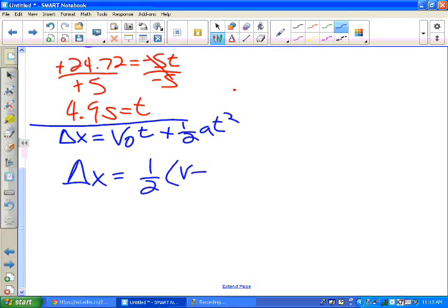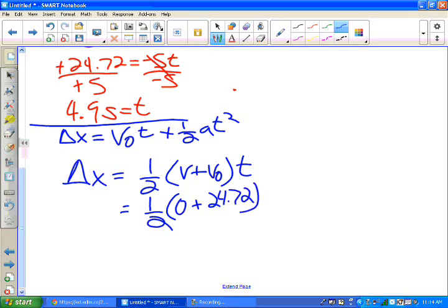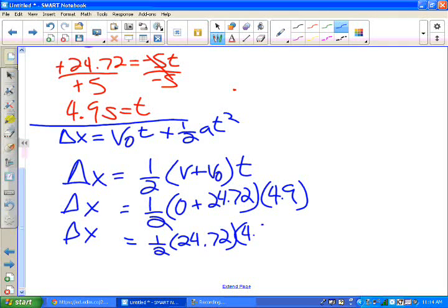But another equation that I might use is delta x equals 1/2 times v plus v naught times t. Well, since the final velocity is 0, this is really an easy problem where I just plug in some numbers and multiply. So delta x is equal to 1/2 times 0 plus 24.72 times 4.9. If I plug that into my calculator, 1/2 times 24.72 times 4.9, I get that my displacement, or delta x, is approximately 61 meters.